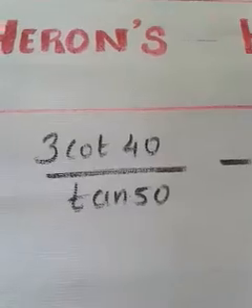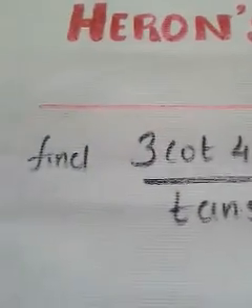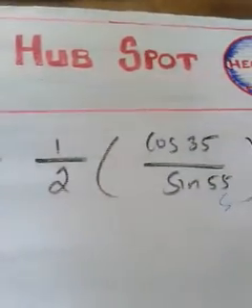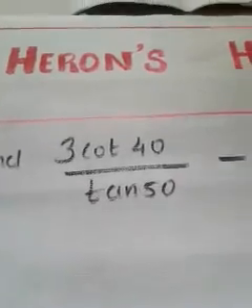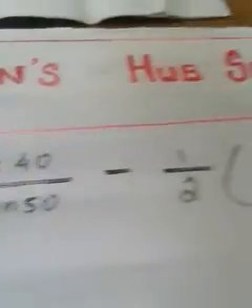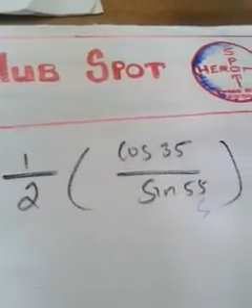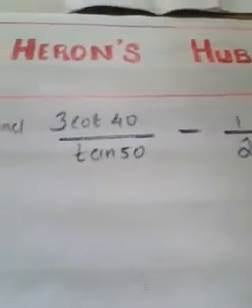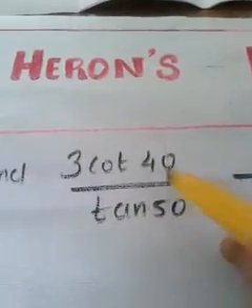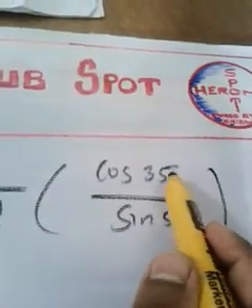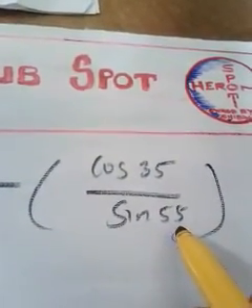Okay, so this is that question. Find 3 cot 40 divided by tan 50 minus 1 by 2 into cos 35 divided by sin 55. This is the question. Can we use a table? No. Can we use the complementary angles property? Yes, of course. Why? Because we can easily see that 40 plus 50 is nothing but 90, so here we can apply the complementary angles property. And what is 35 plus 55? Of course, it is 90. Complementary angles.